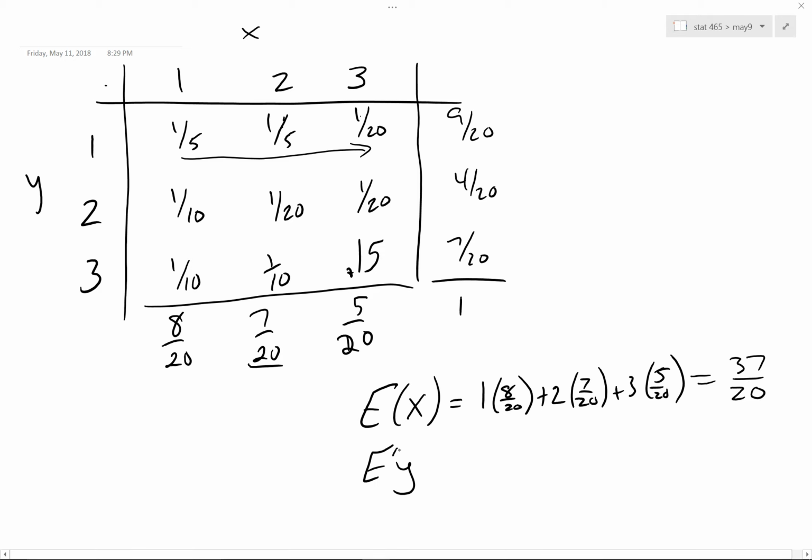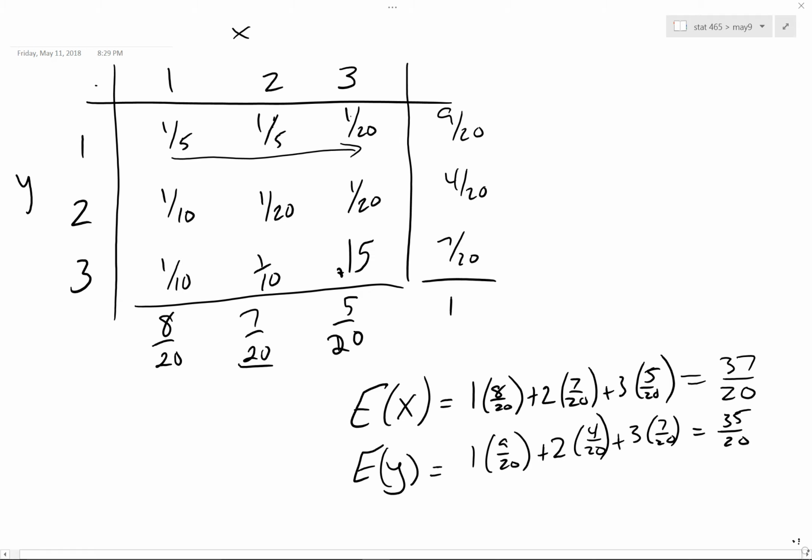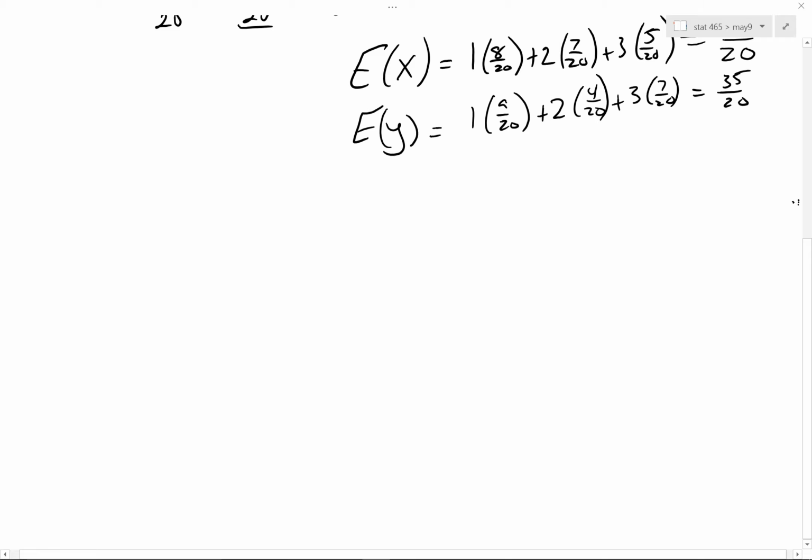My expected value for y is similar, but of course different. So that's 9, 8, 17, 21 is 35 20ths. Okay, so that's pretty easy. You're like, oh, I can totally do that, Jay. I know. Right. No, I know. So you do that.